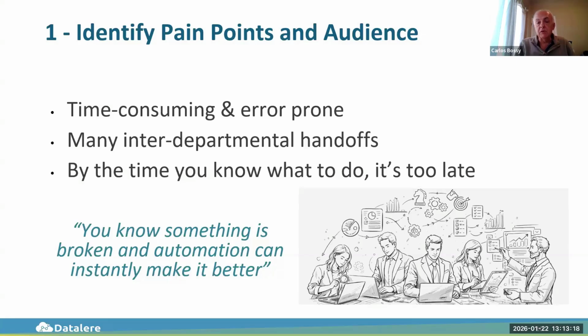Can we do them more correctly, more of the time? And like the comment says there, do we have something that's broken and automation can make it instantly better? So those are the kind of things we look for here.